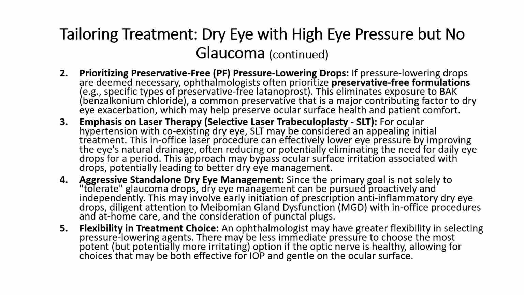5. Flexibility in treatment choice. An ophthalmologist may have greater flexibility in selecting pressure-lowering agents. There may be less immediate pressure to choose the most potent, but potentially more irritating, option if the optic nerve is healthy, allowing for choices that may be both effective for IOP and gentle on the ocular surface.